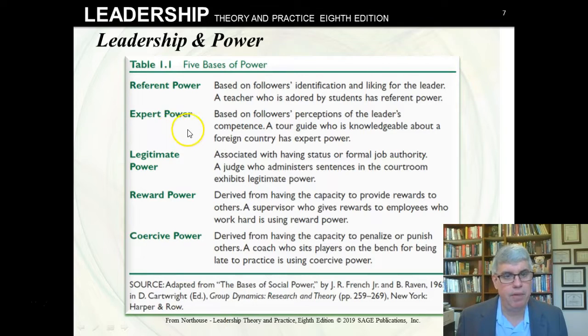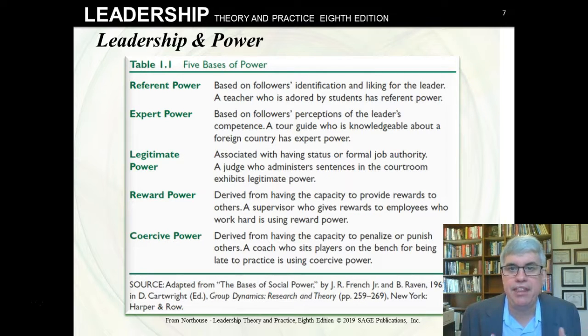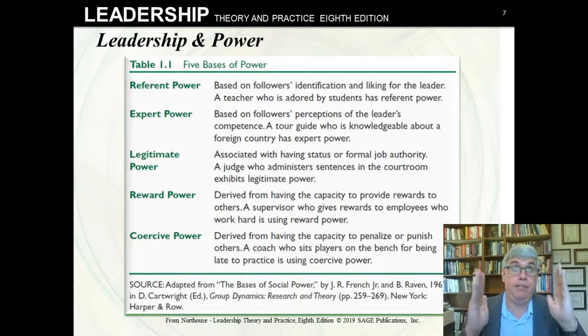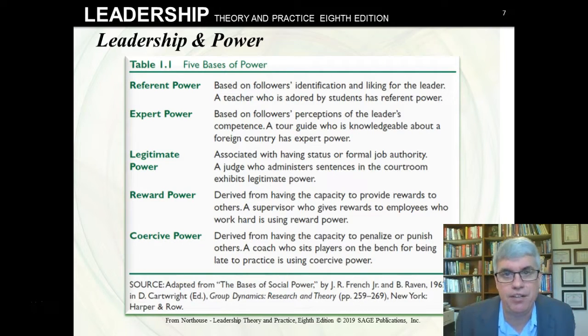A second basis of power is what's known as expert power. And this is based on people's perceptions that the leader is competent. The leader knows what he or she is doing. And if we've got somebody that we see as being an expert, someone that we know is not going to lead us in the wrong direction, we're going to allow them to influence us. A simple example is a tour guide who's knowledgeable about some place, some foreign country, some museum, is considered to have expert power, and when we're on a tour with him or her, we will listen to the tour guide.